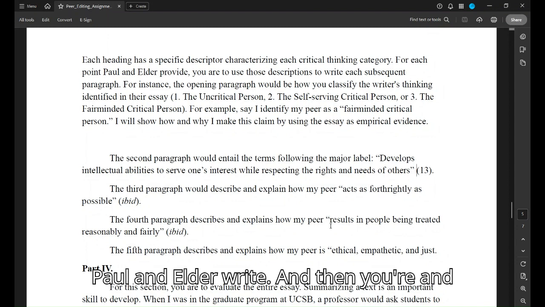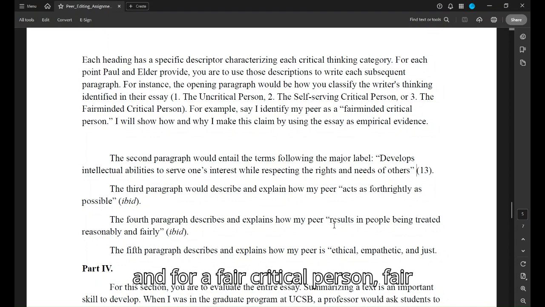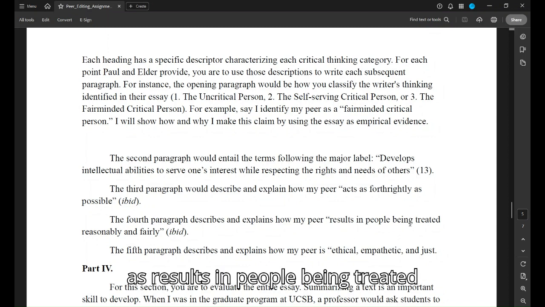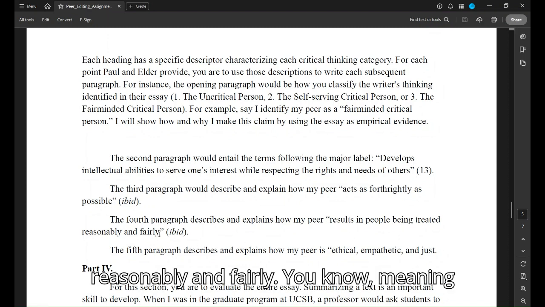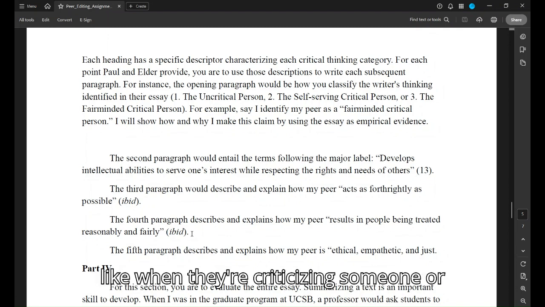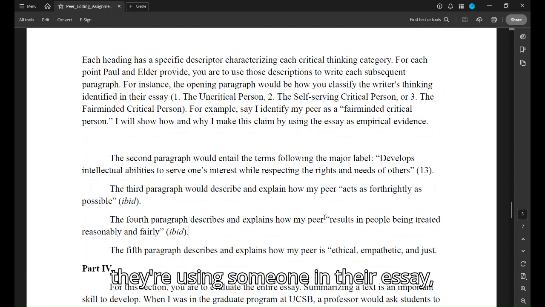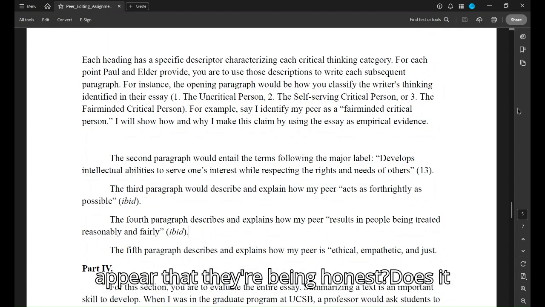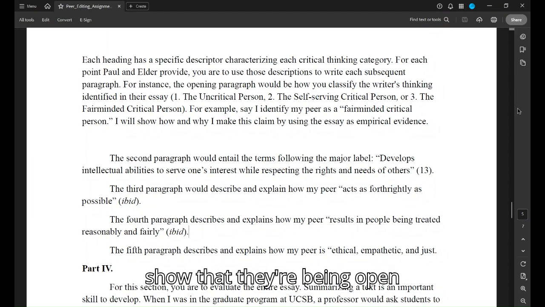And for a fair-minded critical person is characterized as results in people being treated reasonably and fairly. Meaning, when they're criticizing someone or using someone in their essay, are they using them effectively? Does it appear that they're being honest? Does it show that they're being open to another person's perspective, right?